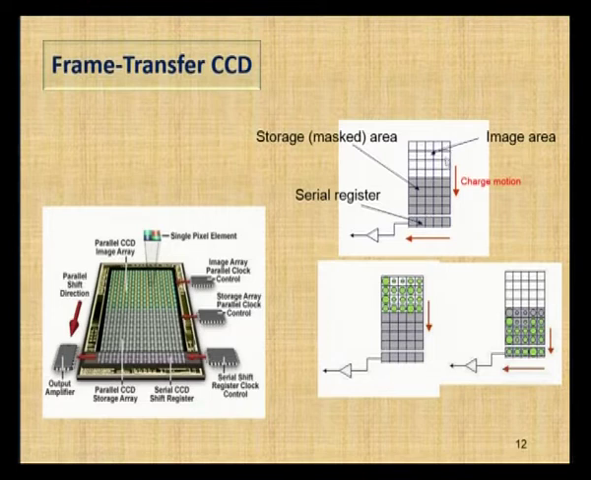The charge is again moving from here to here. This is how it looks. The charge packets will flow from top to downwards, and frame by frame the entire image frame will be transferred to the storage frame, and again this will flow to the serial shift register and to the output amplifier.